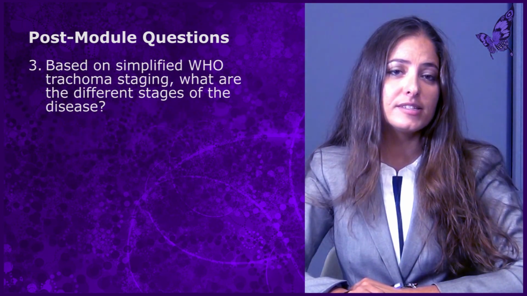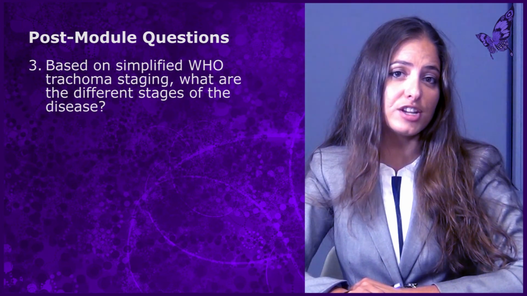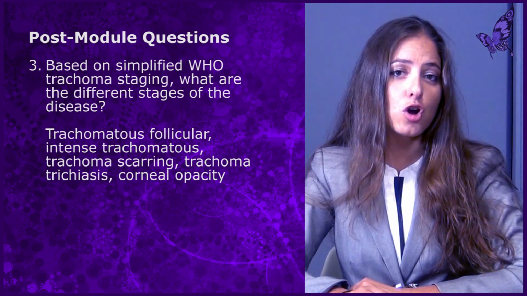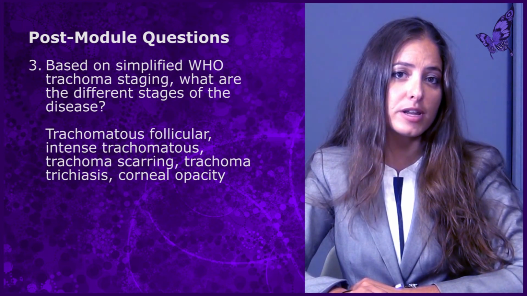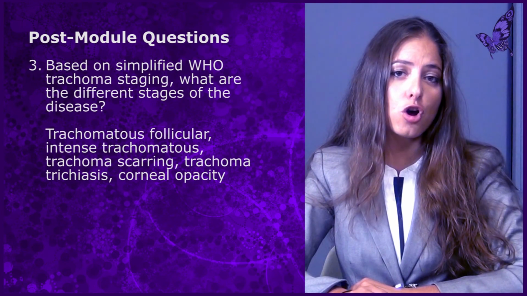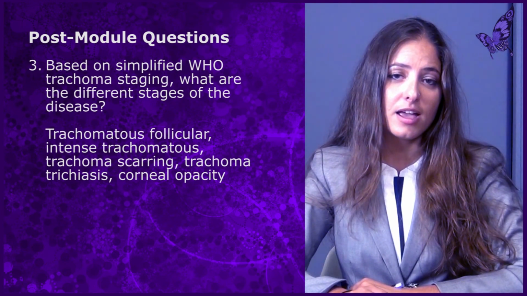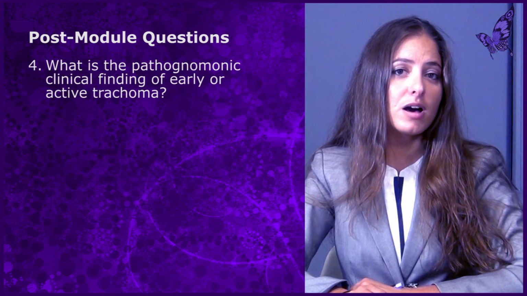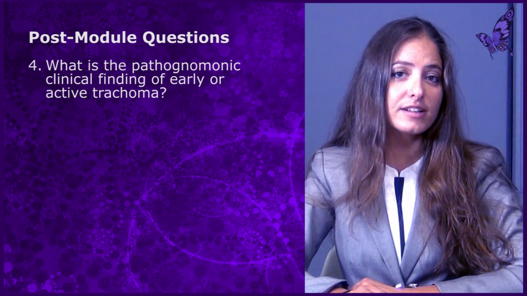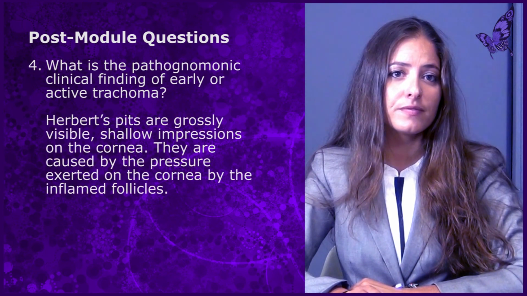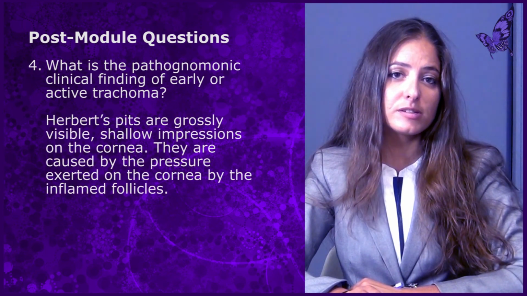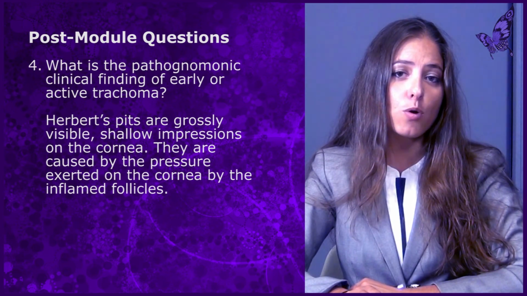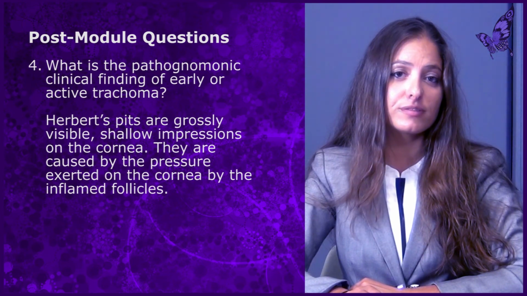Question number 3. Based on simplified WHO trachoma staging, what are the different stages of the disease? The answer: trachomatous follicular, trachomatous intense, trachomatous scarring, trachomatous trichiasis, and corneal opacity. Question number 4. What is a pathognomonic clinical finding of early or active trachoma? The answer: Herbert's pits are grossly visible, shallow impressions on the cornea. They are caused by the pressure exerted on the cornea by the inflamed follicles.